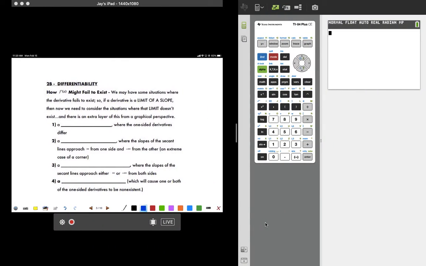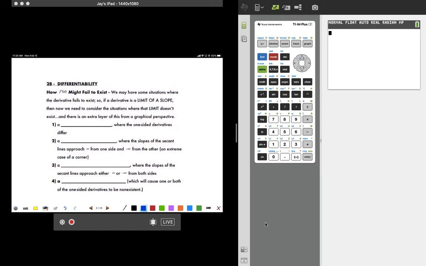Okay, so in this lesson we're going to look at some of the ways that a function might not be differentiable and some of the things that go along with that. If we have a situation where a derivative doesn't exist, remember the derivative is a limit of a slope. So now we just need to consider things where that derivative doesn't exist.